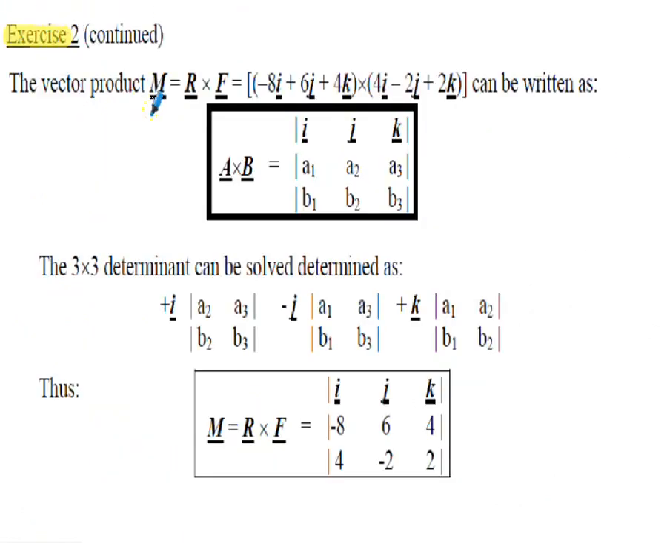Exercise 2 continued. So our moment is equal to r times F. This is the value of r in terms of unit triad from the previous page, and the force vector F is given in the question. It's 4i minus 2j plus 2k. Again, writing that in determinant form, we will end up with the moment r times F equal to the determinant with i, j, k in the first row. In the second row we'll have 8, minus 6 and minus 4, which are the coefficients for the r expression, which is up here. And then in the third row we've got 4, minus 2 and 2, and those are the coefficients for the force vector F, which is this one here.